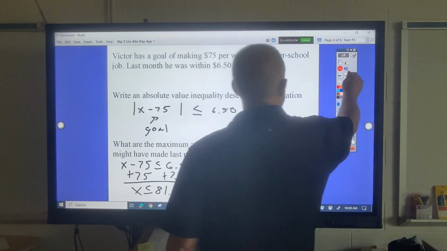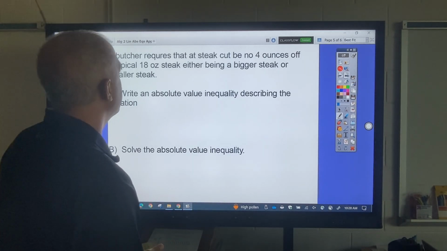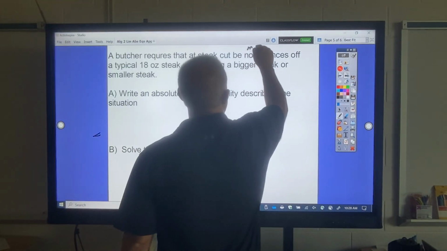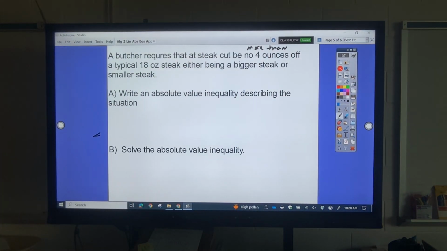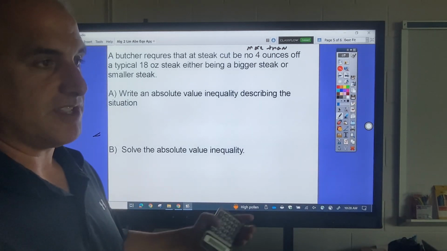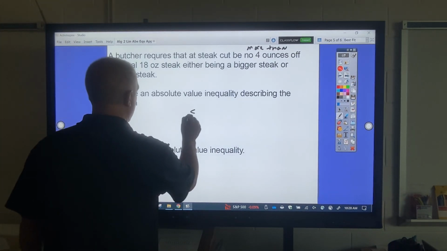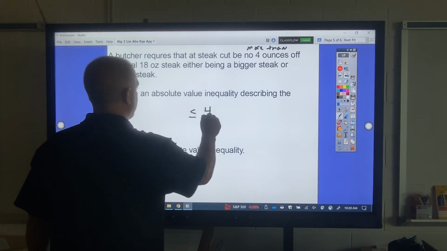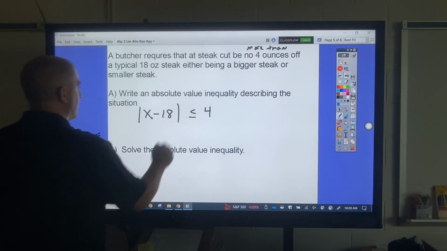Let me do another one. A butcher requires that a steak be no more than 4 ounces off a typical 18-ounce steak, either a bigger steak or a smaller steak. So if you go to the grocery store, you'll get steaks within a certain range. Write an absolute value inequality. I want my range to be 4, and it is an 18-ounce steak.